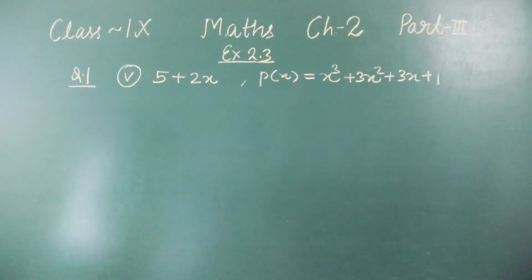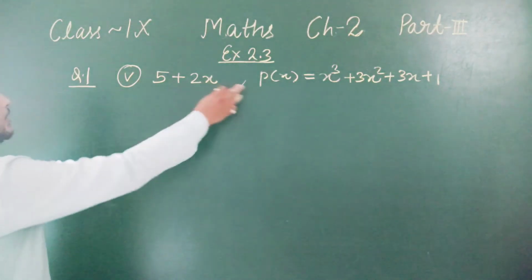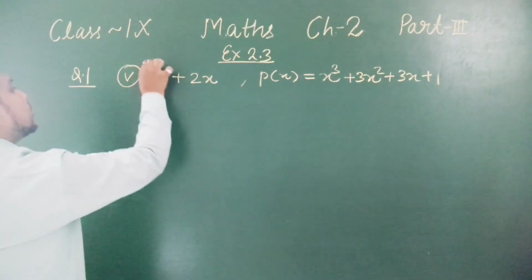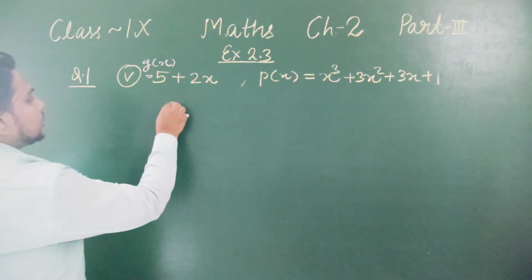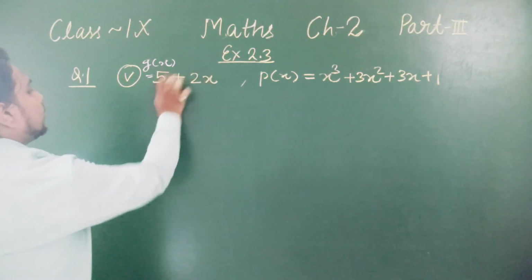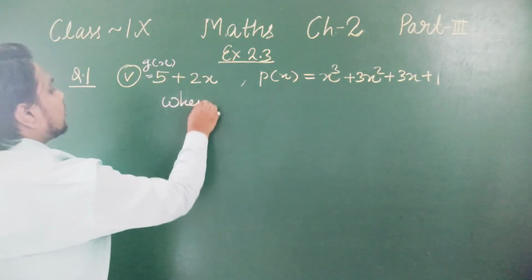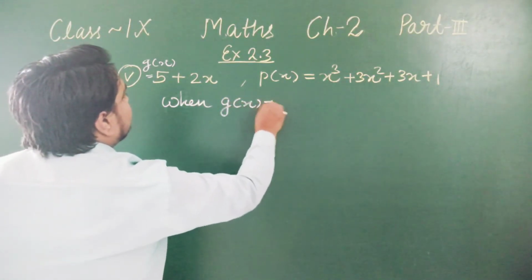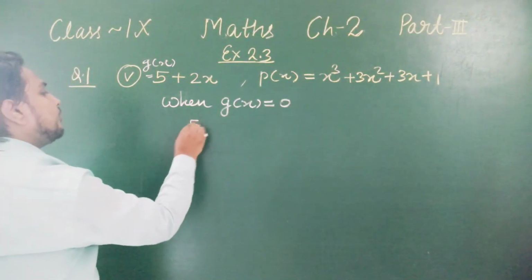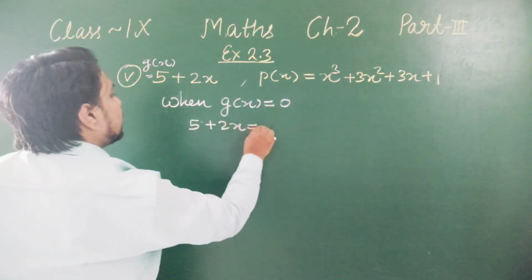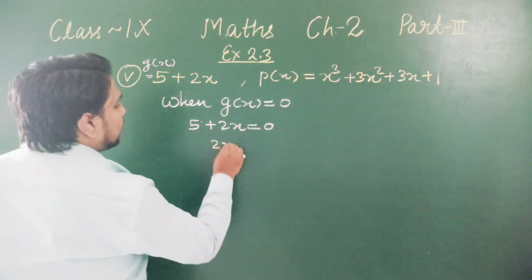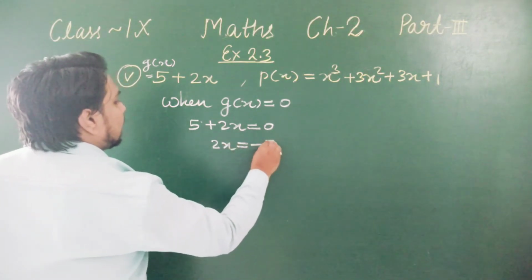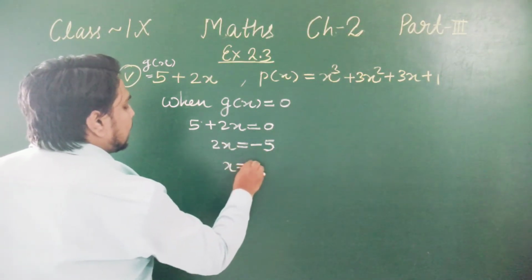We need to find only the remainder. As I have told you, this is P(x), the dividend, and this is g(x), the divisor. Firstly we make the divisor equal to 0. So when g(x) is equal to 0, it means 5 plus 2x is equal to 0. Then what value of x do we get from here? You will get 2x equal to minus 5, and hence the value of x is minus 5 by 2.